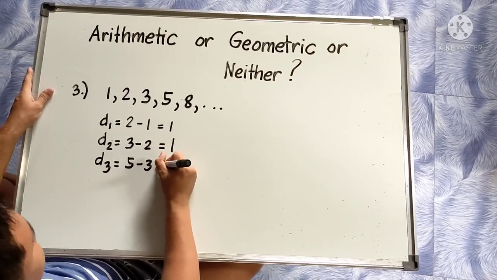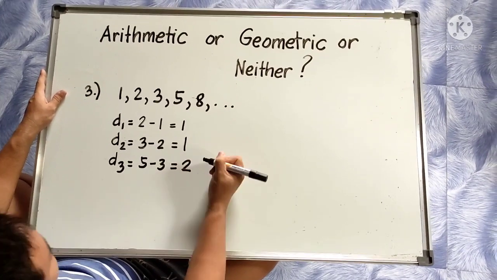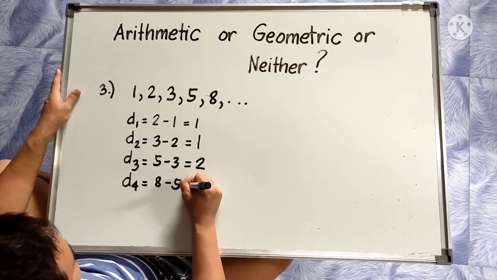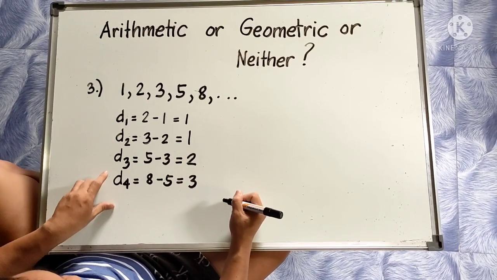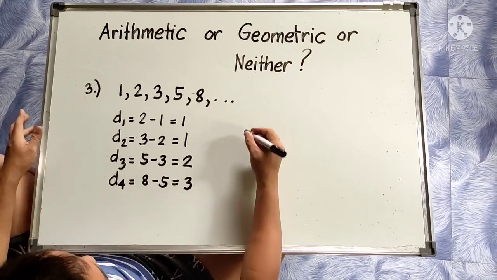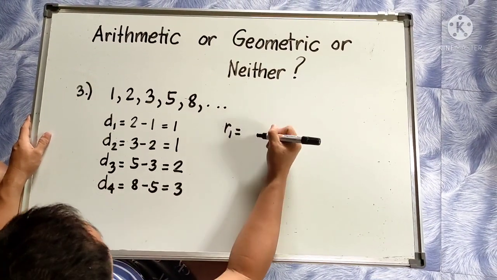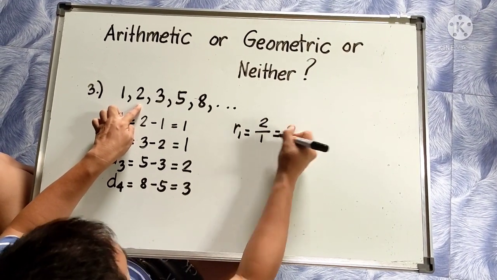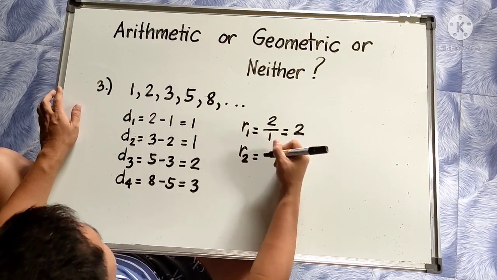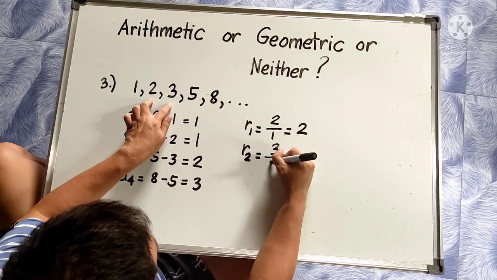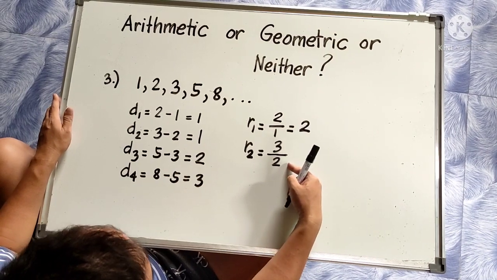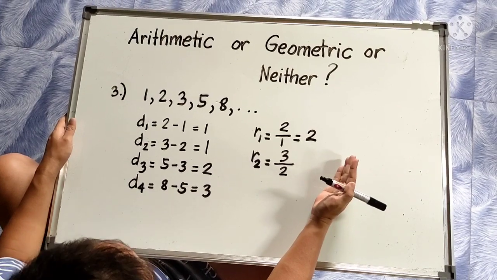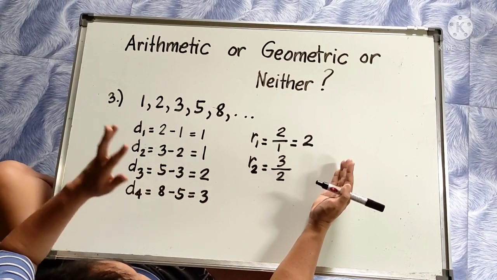5 minus 3 is equal to 2. Then the fourth difference is 8 minus 5, which is equal to 3. Obviously, it's not an arithmetic sequence. Okay? So proceed to the ratios. First ratio, 2 over 1. 2 divided by 1 is 2. Second ratio would be 3 divided by 2. 2 and 3 over 2 are not the same. Therefore, we don't have a common ratio either. So you may not proceed to the third and fourth ratios.